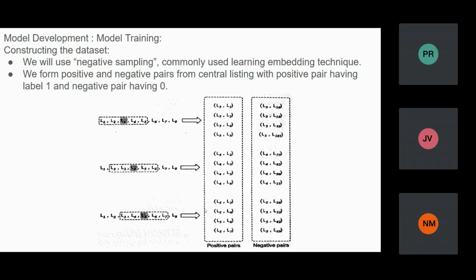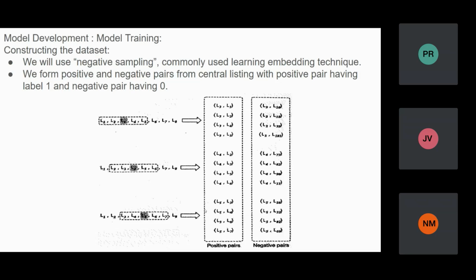So we'll be forming different pairs, positive and negative, using search sessions. Positive pairs are similar embeddings and negative pairs are dissimilar embeddings. A positive pair is a central listing and a positive listing, and a negative pair is a central listing and a negative listing. The central listing and positive pair will have the label of 1, and the central listing and negative pair will have the label of 0.